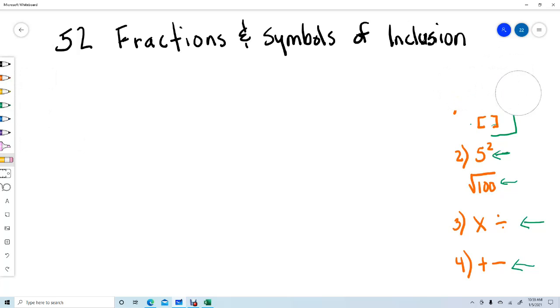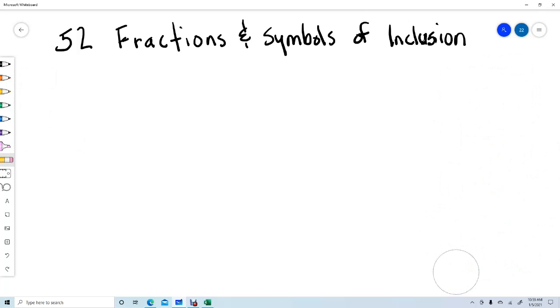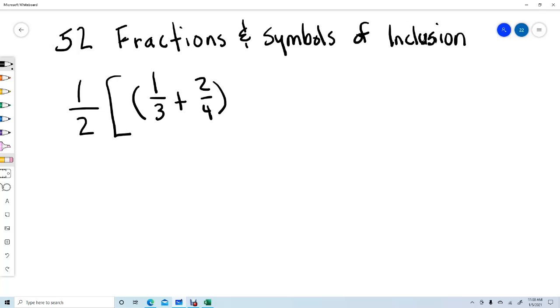Okay. Now this lesson deals with fractions and symbols of inclusion, and the reason why they treat fractions on their own with regard to symbols of inclusion is because, let me write out an equation for you. I'll write out something like what they're going to give you in the practice set. 1/3 plus 2/4 plus, sorry, my parentheses aren't big enough for my fractions. Let me make that bigger.